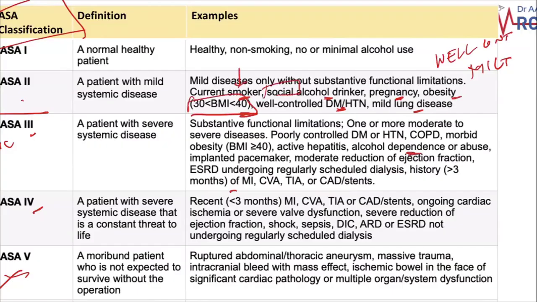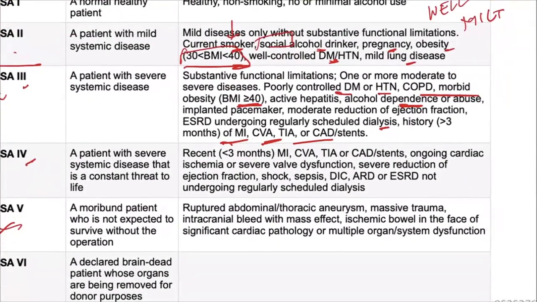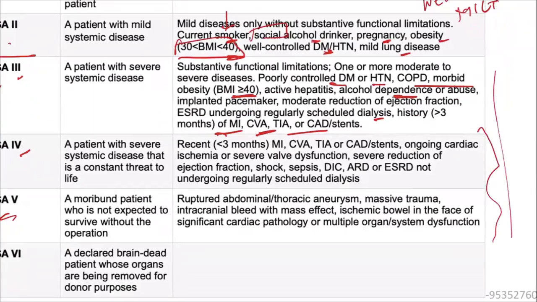Alcohol dependent or alcohol abuse persons come in grade 3. Poorly controlled diabetes, hypertension, or any lung disorders come here. Obesity where BMI is more than or equal to 40 also comes here. That's the differentiating factor you need to remember. Along with it, anyone who is on dialysis or had an MI recently or had a CVA, it gets worse here.